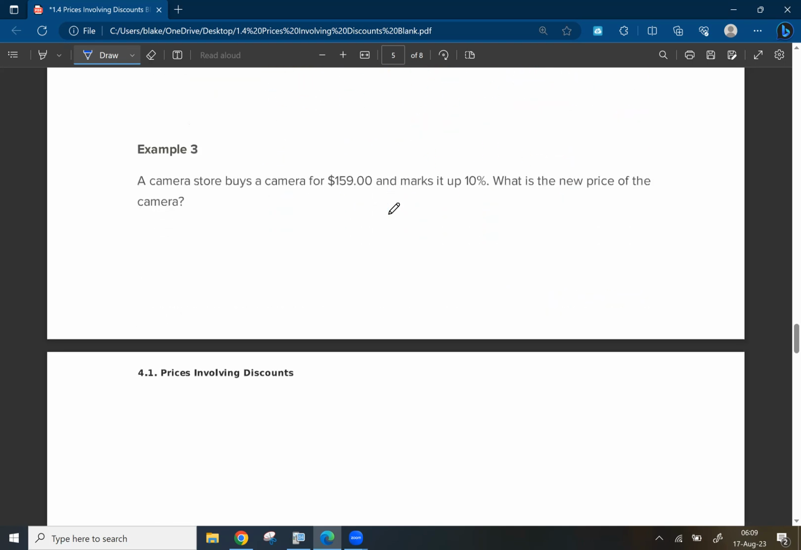So anyway, a camera store buys a camera for $159 and marks it up 10%. What is the new price of the camera? This one we can probably do in our heads, right? $159, and we're increasing it by 10%. Now we should know 10%. It should be something that we can do in our head. 10% of 159 is going to be $15.90. Remember, you could just move that decimal one place, and that's your 10%. So I don't even need the calculator to do that part, but I do probably want it to help me add this on.